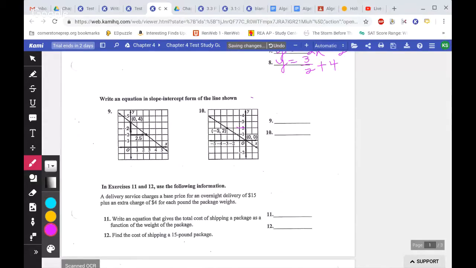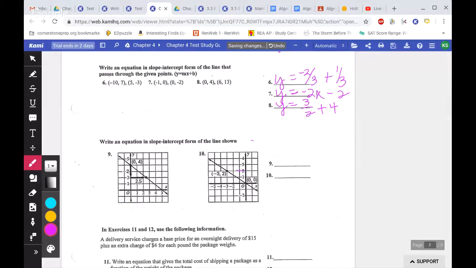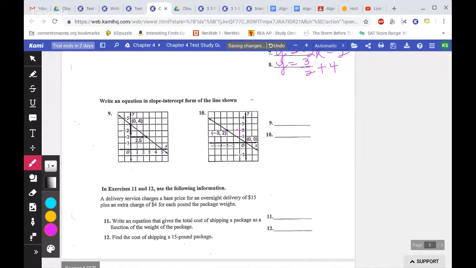Okay, write an equation in slope-intercept form of the line shown. There's really not a difference between 9 and 10 and 6 and 8, except you're actually, believe it or not, given the y-intercept on both of them. But if you weren't given the y-intercept, you would find the slope using the points that were given on there.